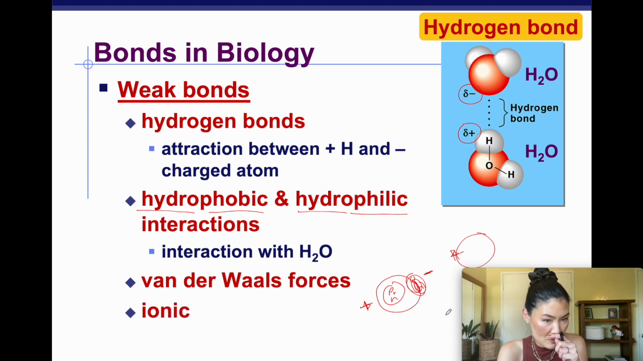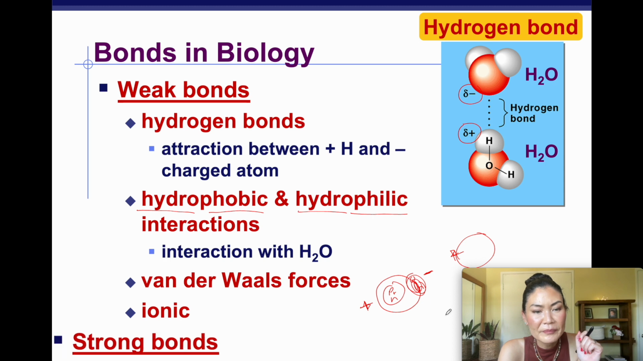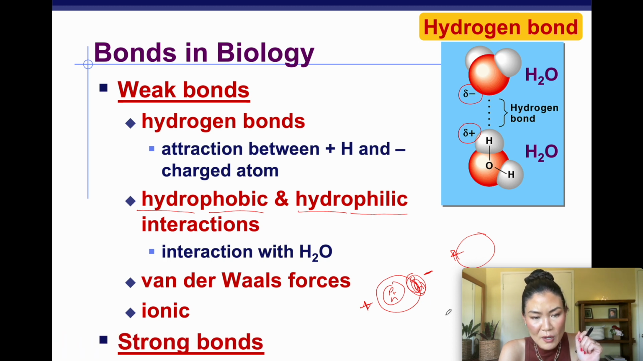And then ionic bonds, which I talked about earlier, they're very weak bonds of attraction. And so the only strong bonds that we're going to talk about is covalent. I don't know if you guys can see that there, but it says on the bottom of my page, covalent bonds, and we'll go into detail on covalent bonds.